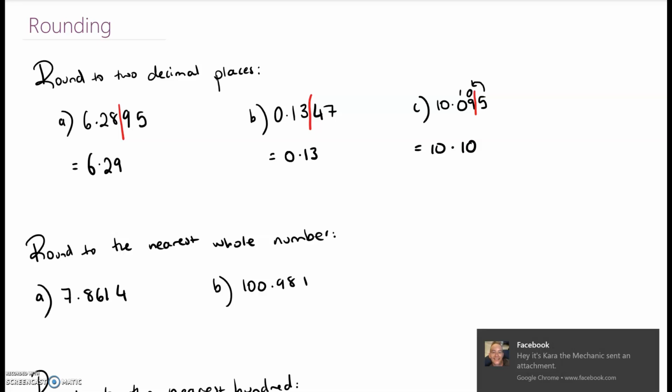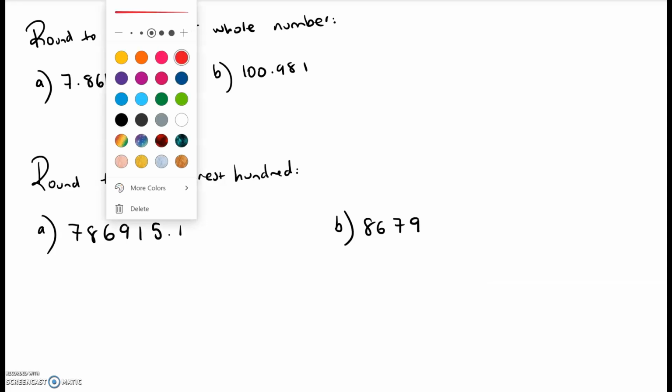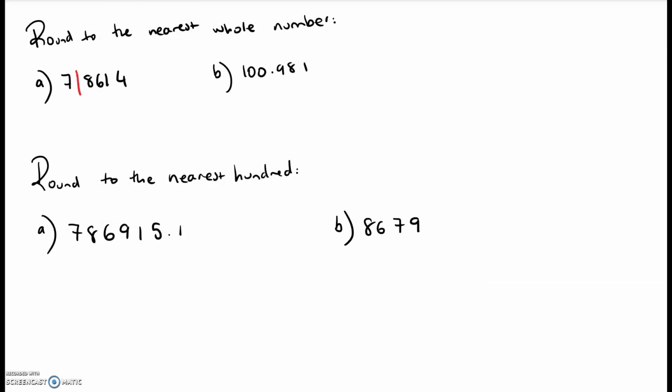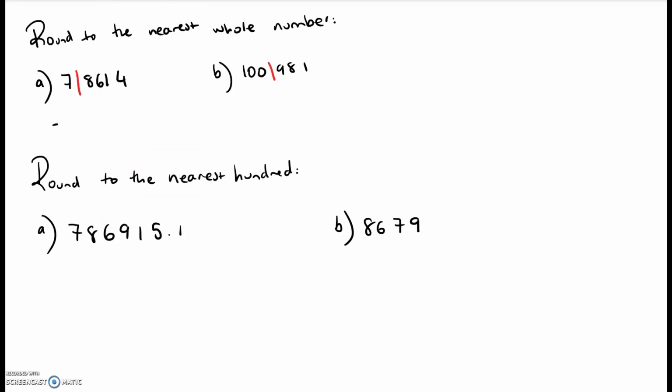Okay, coming down, we're going to round these next ones to the nearest whole number, so no decimal places. So in this case, we're going to put in a line at the decimal point, because that's where our whole number is. And I'm just going to do it for this one as well. There we go. Now, when we're doing this, again, we look at the number behind it, the next number, that's an 8, so it's bigger than a 5. So we round up that 7, that becomes an 8. Okay, and then we have no decimal places because we're rounding to the nearest whole number.